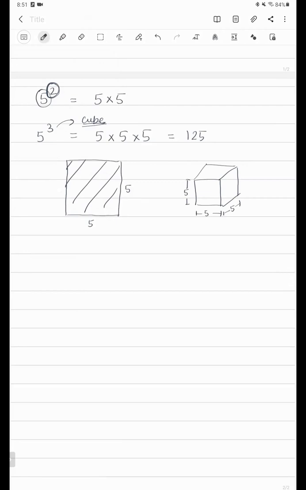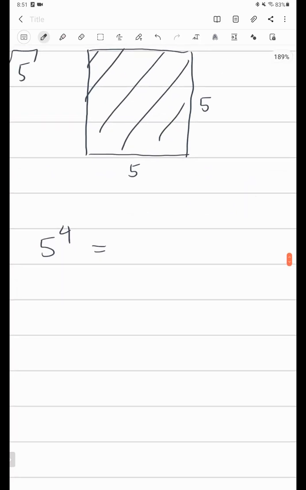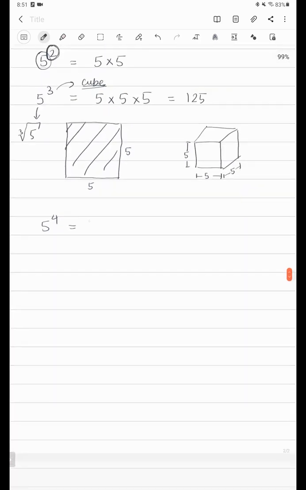Ma'am, if the power is not 2 or 3, what is it called? It's called a root, just a root. Okay, for example, 5 to the power of 4. This is written as the cube root of 5 with a small 3 over there. And if I have 5 to the power 4, this is written like this. This is the fourth root of 5. It's called the fourth root.